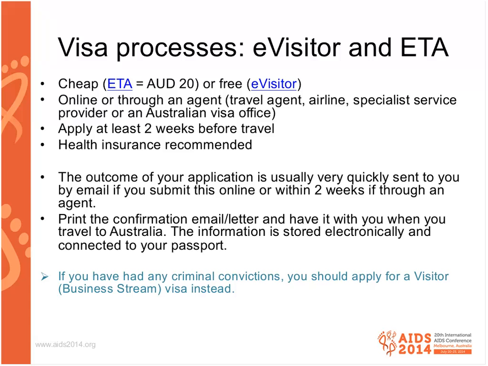So once you've applied either online or through an agent, you will be able to get the outcome of the application quite quickly. It's either sent to you by email or by letter within 2 weeks, if not within a couple of days. You should print the confirmation email or letter and have it with you when you travel to Australia. It's important to note that the information is stored electronically and connected to your current passport. Therefore, if you change passports after you actually get one of these visas, you need to reapply. It's also important to note that if you've had any criminal convictions, you should apply for a Visitor Business Stream visa instead.